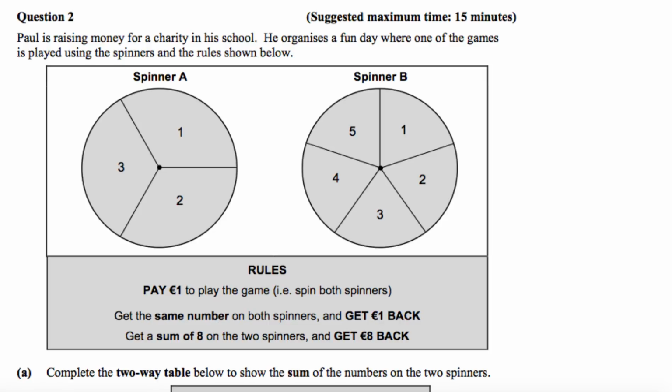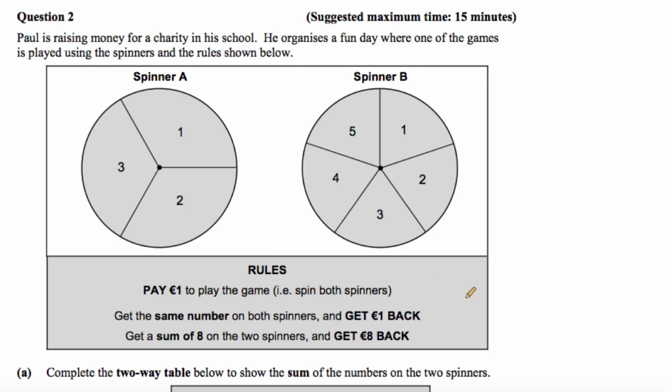So this is the 2016 Junior Cert Higher Level Paper 2, and we're looking at question number 2. Paul is raising money for a charity in his school. He organises a fun day where one of the games is played using the spinners and the rules shown below. So here we have spinner A, the values are 1 to 3, and spinner B, the values are 1 to 5. So the rules of the game: you pay €1 to play the game, which means spinning both spinners.